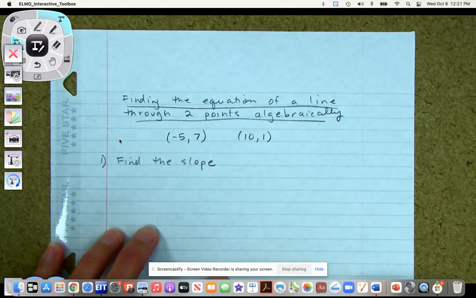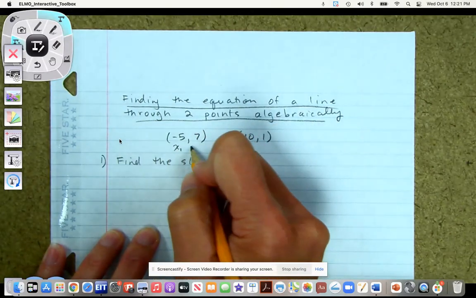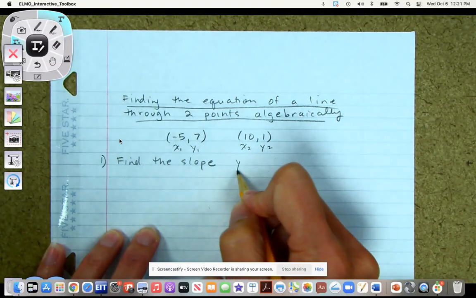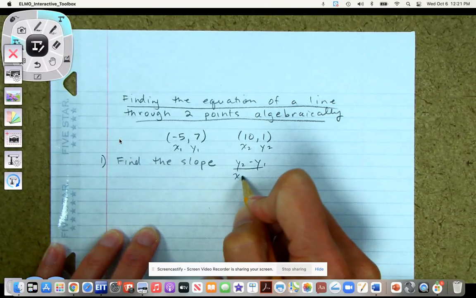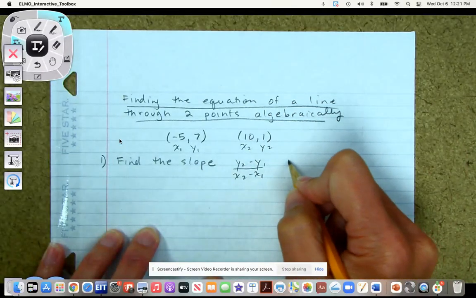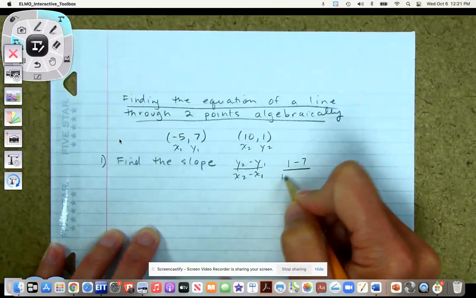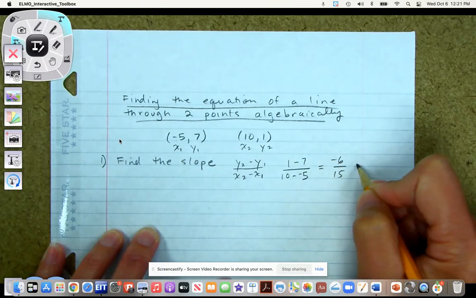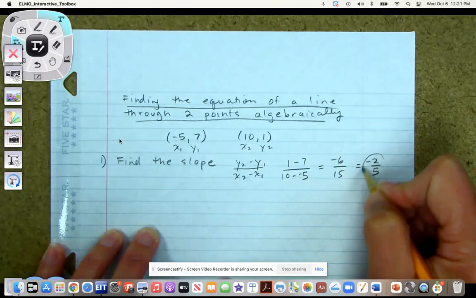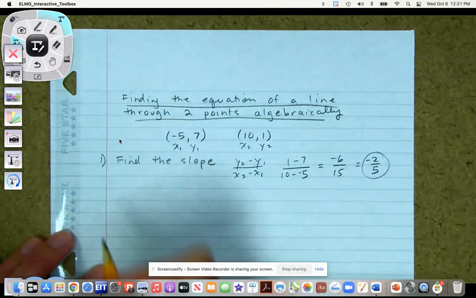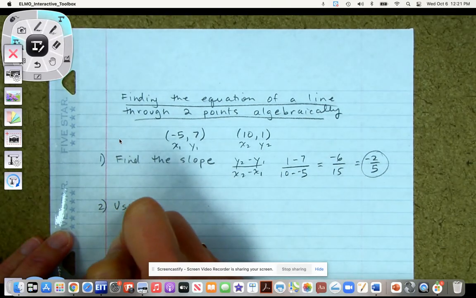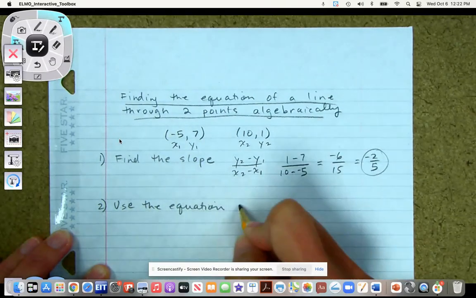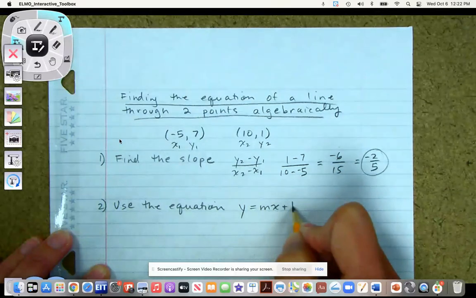You could use that labeling technique, where you take y2 minus y1 over x2 minus x1. So I'm going to take 1 minus 7 over 10 minus -5, and that's -7 over 15. Hmm, I've got a slope of -2/5. Okay, so that starts me out. And then I'm going to use the equation y equals mx plus b and fill in what I know.